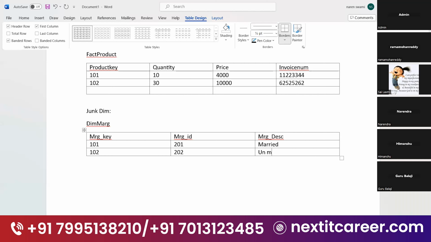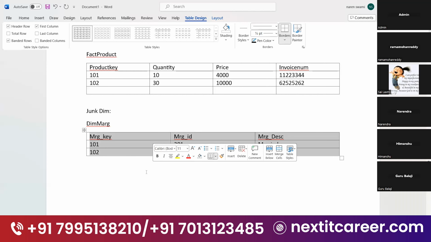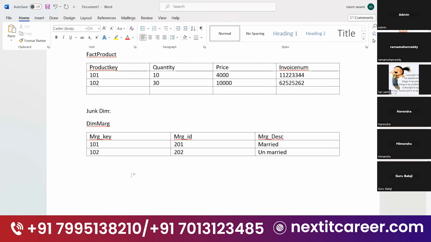There will be two things, right? The marriage description, or marriage status, as we can say. The status of the candidate can be married or unmarried. These are the two values that will be available. Three columns will be available in dim marriage, and this is the data which looks like this.